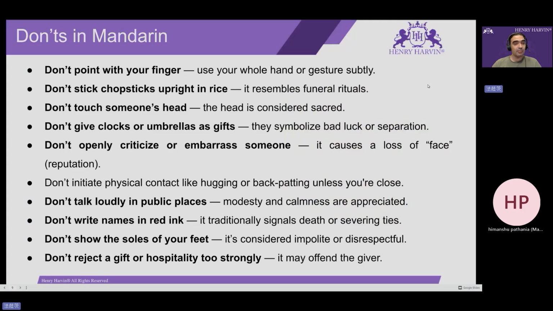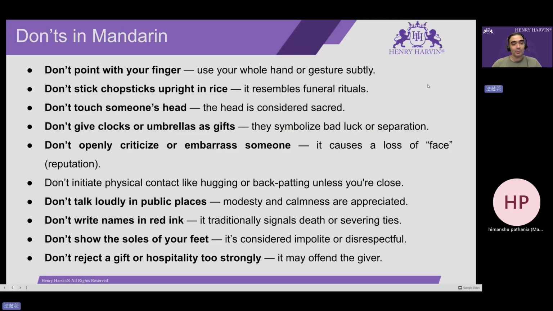And don't give clocks or umbrellas as gifts, because they symbolize bad luck or separation in Chinese culture. Giving someone a clock or an umbrella as a gift is not considered polite either. It's more like wishing someone to die in their culture, I mean, from their perspective. So this is also an important aspect that we need to take notice of.